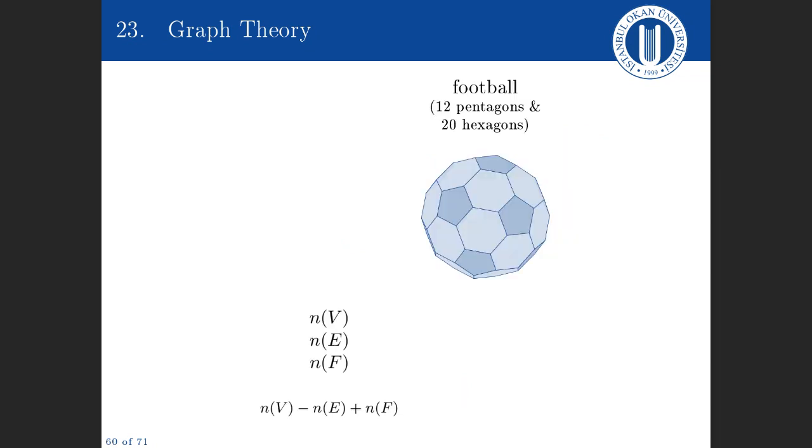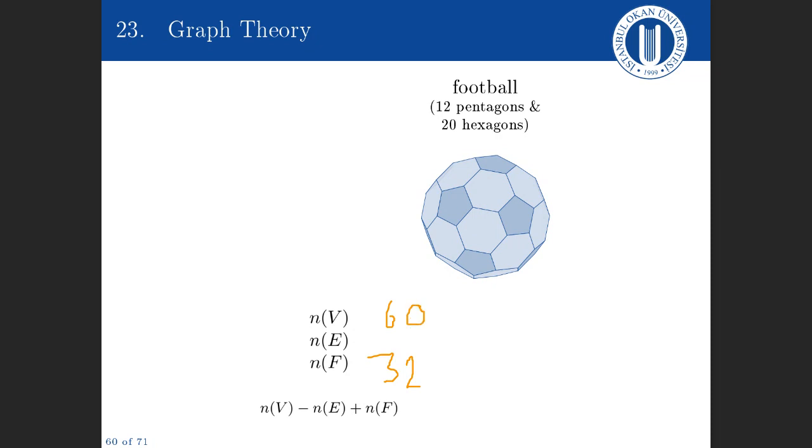Let's take another shape. Let's make a bigger one and see if we can get a number which is not 2. Let's look at this shape which I'm calling a football. We have 12 pentagons and 20 hexagons. Okay, 32 faces. 12 plus 20 is 32. How many vertices? Well, every vertex is on a pentagon. So we could do number of pentagons and then multiply it by 5. 12 multiplied by 5 is 60.